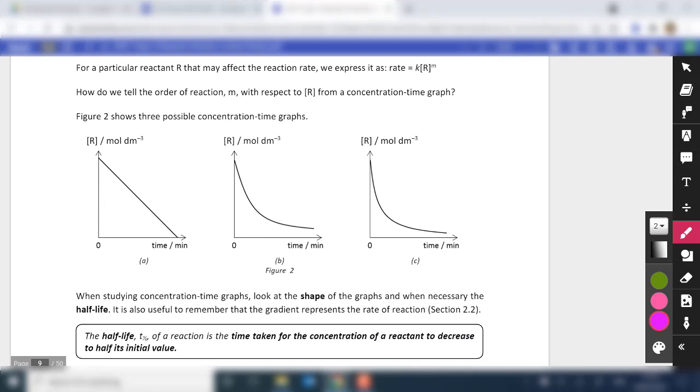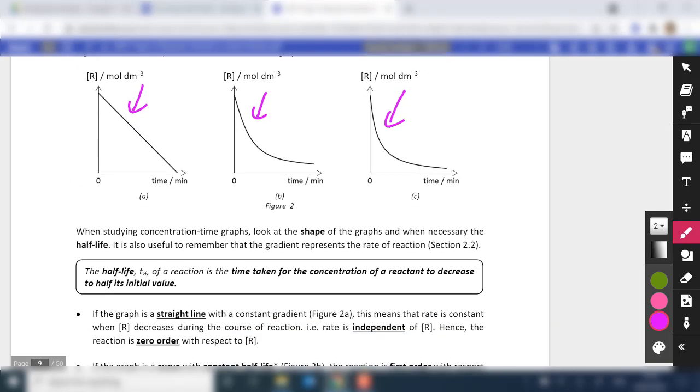We look at figure 2 first. It shows you three possible concentration time graphs. Remember, this is a concentration time graph. One is a straight line, the other one is a curve that looks like an exponential curve, and the other one is a steeper curve. When you study the curve, you need to look at the shape as well as the half-life. Half-life needs a definition here. As the name implies, it's the time taken for a variable to halve. In this case, the variable is concentration.